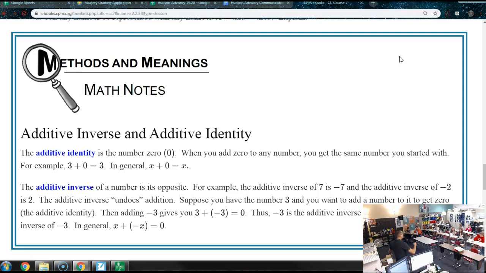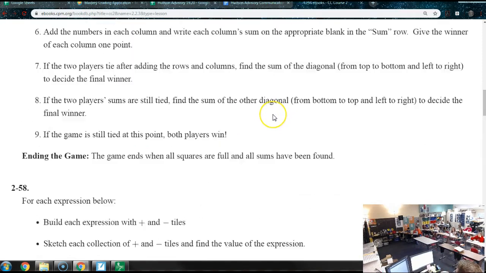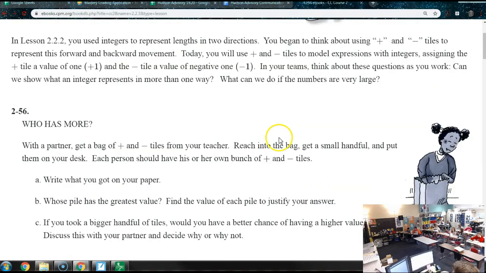Okay? Identity means you get back what you start with. So what do we add to get back what we start with? 0. Right? We add nothing. We don't add anything if we want to get back what we started with. What would we multiply by to get back what we started with? 1. So your identity for addition is 0. Your multiplication identity is 1. Okay? So play one more round of that, and then we got another game to play.